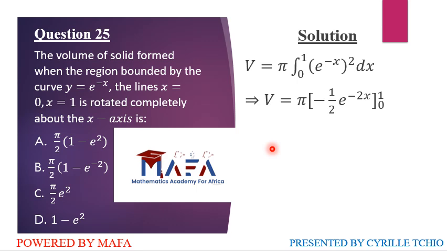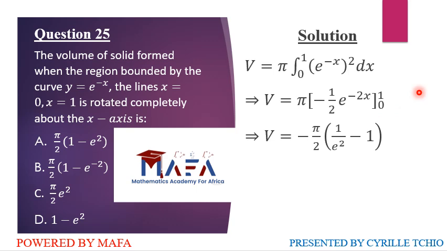So here we are having V is equal to pi times the integral of e to the negative x all squared, same as integrating e to the negative 2x, because by indices this is the same thing as e to the negative 2x. So when you integrate e to the negative 2x, you're having negative 1 on 2. So you just play with this. You are going to have this as the integral. You integrate this from this, you are having this.